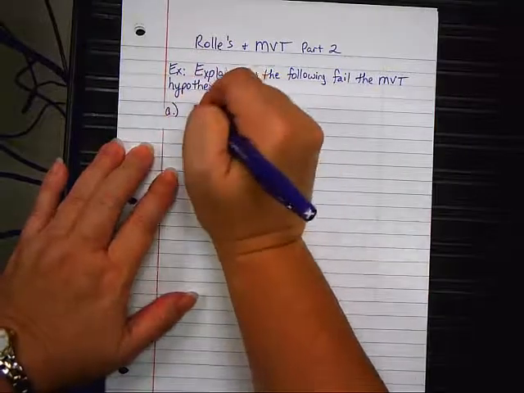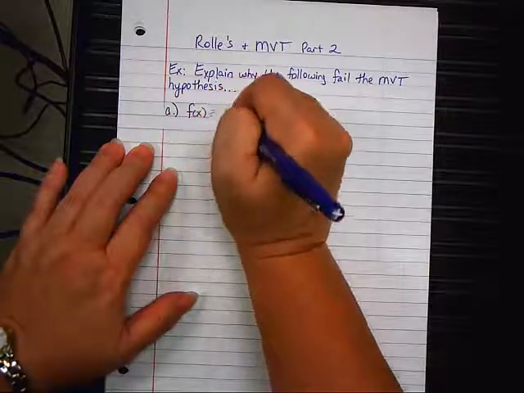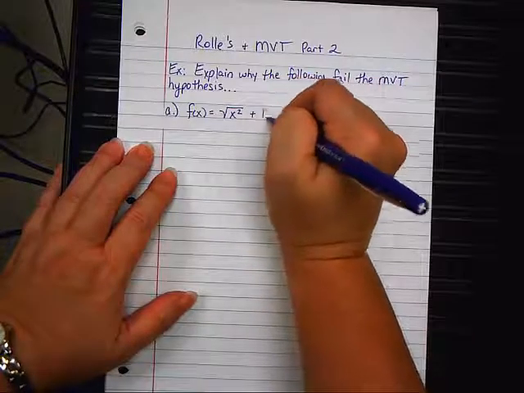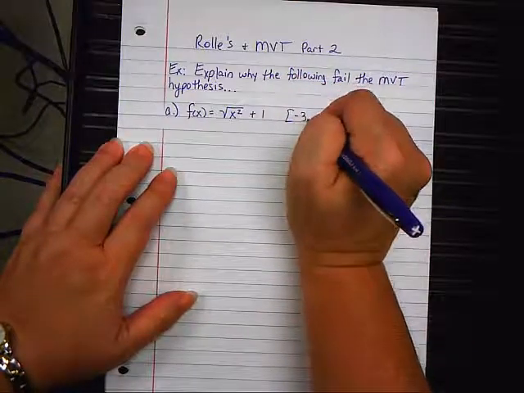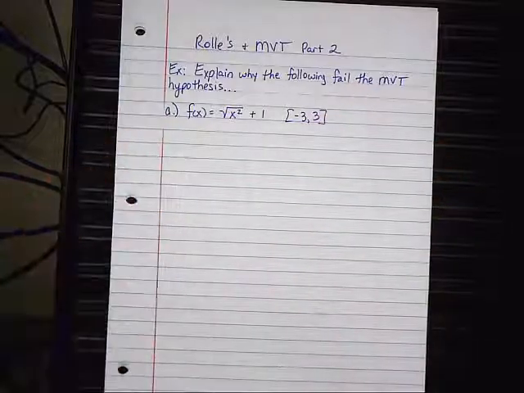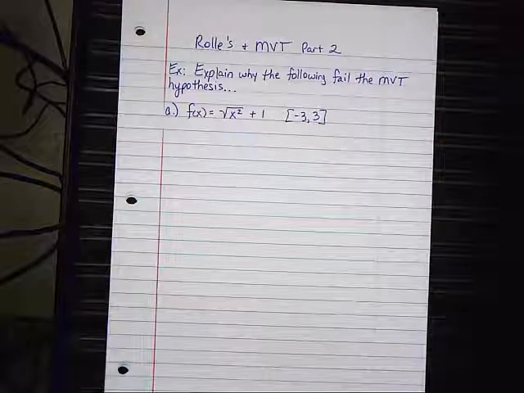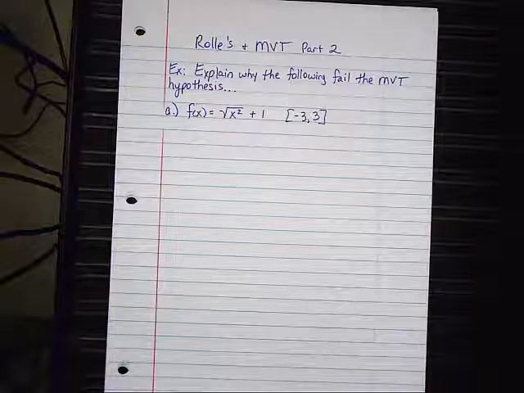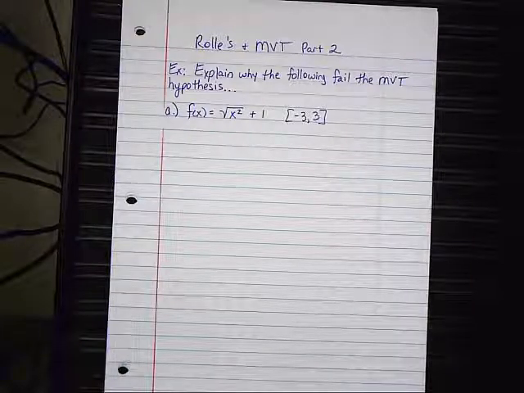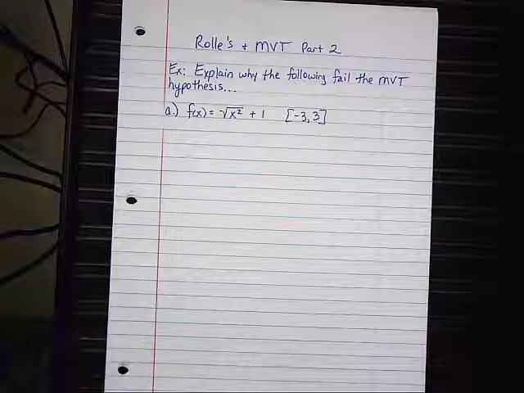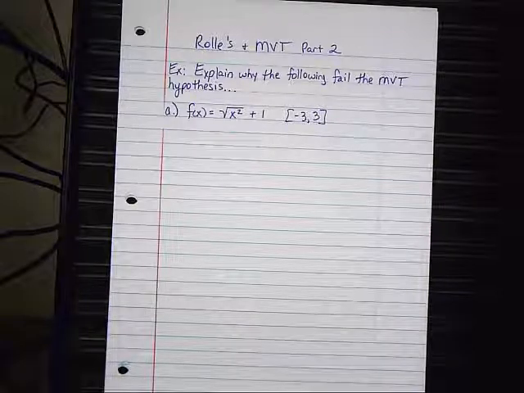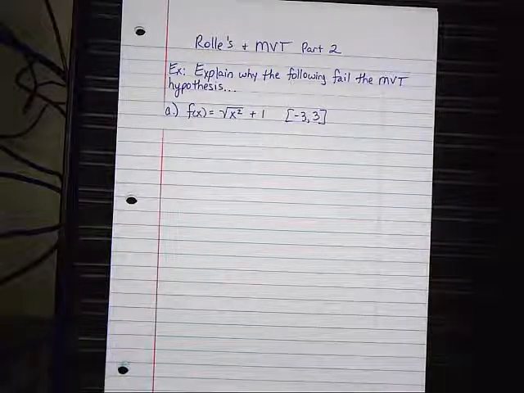First one, f of x is equal to the square root of x squared, and then outside the square root plus 1 on the interval from -3 to 3. I want to know why this thing fails the hypothesis of MVT. Now, MVT has two parts to its hypothesis. The function has to be continuous on the closed interval, and it has to be differentiable on the closed interval.